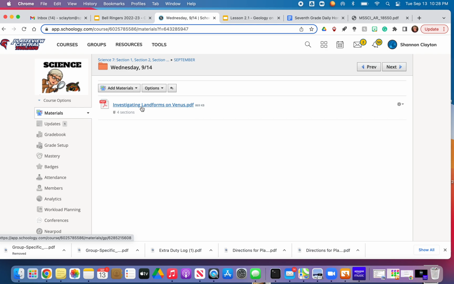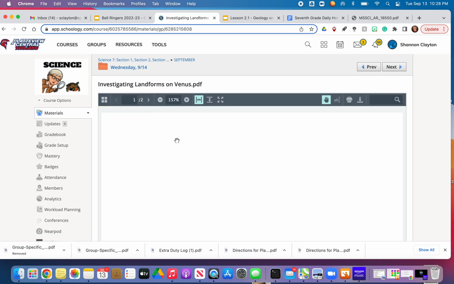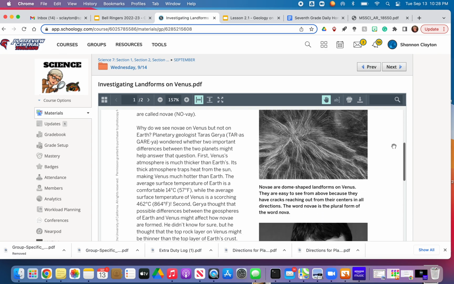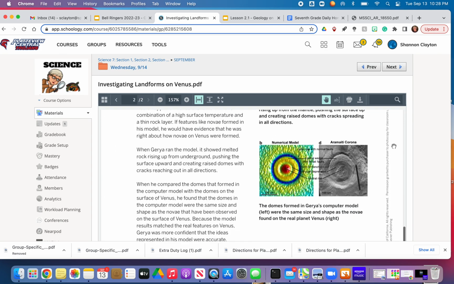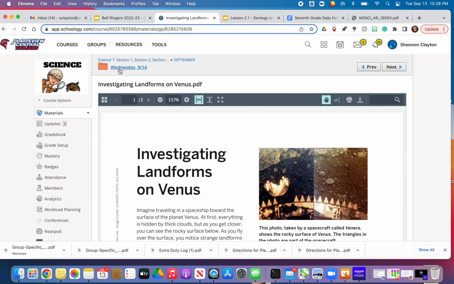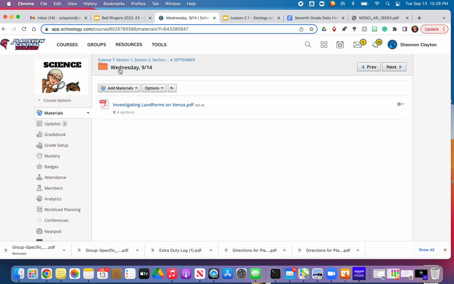But if you open up this folder, the article is called Investigating Landforms on Venus. And so go ahead, if you would please, and copy this into your GOM folder, your Geology on Mars folder. It is a 2-page article, okay? And you're going to read and annotate that, and I'll talk to you a little bit more about that in a minute. Go ahead and stop the video. Copy the article into your Geology on Mars folder, and then go ahead and start the video up again.